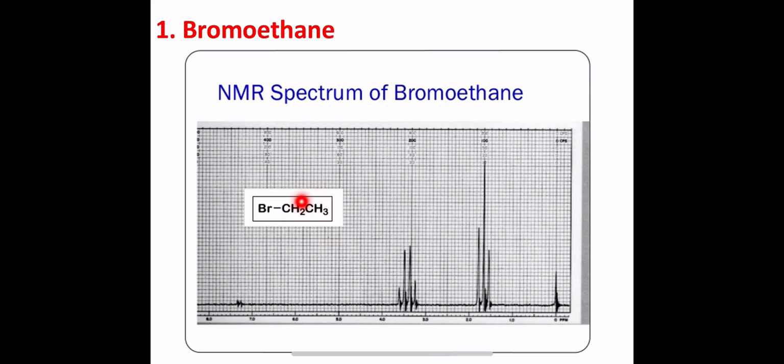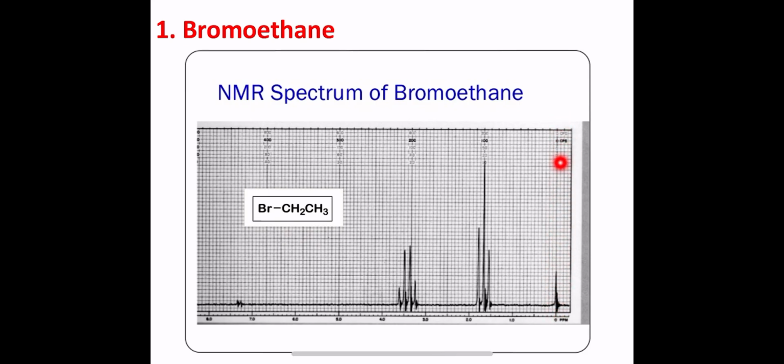So here there are two sets of protons. One is methyl protons and the other is methylene protons. So they are two different sets of chemically equivalent protons. Therefore, two signals are obtained. And this is the signal of TMS.